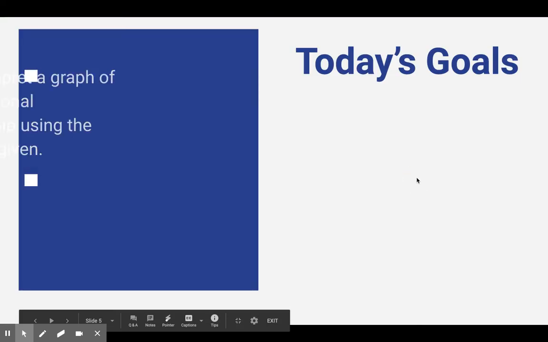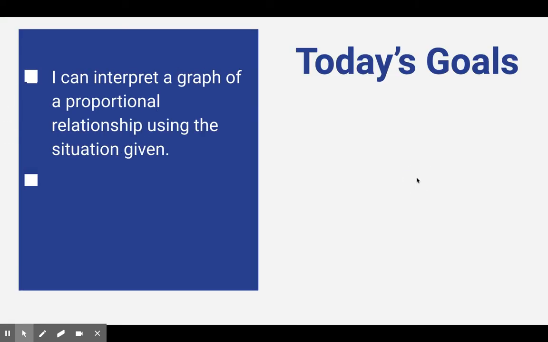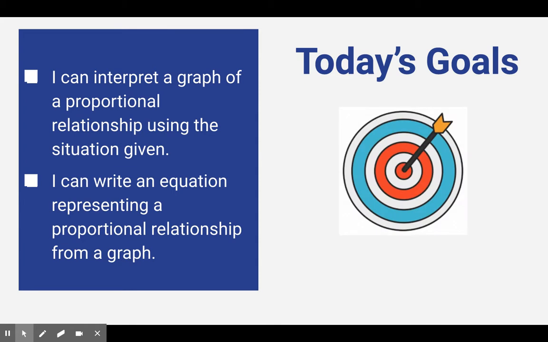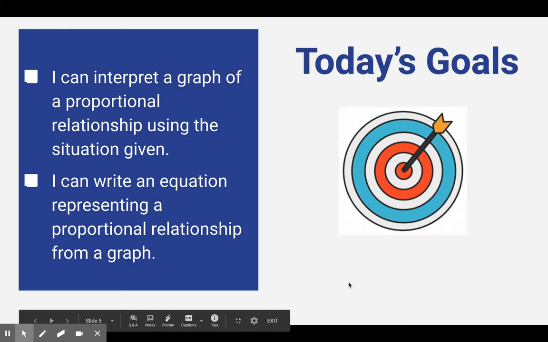So let's look at our goals for today. The first goal is that we want to be able to interpret a graph of a proportional relationship using the situation given. I also want to be able to write an equation representing a proportional relationship from a graph. As usual, we will revisit these at the end of class to make sure that we've hit our learning targets for today.